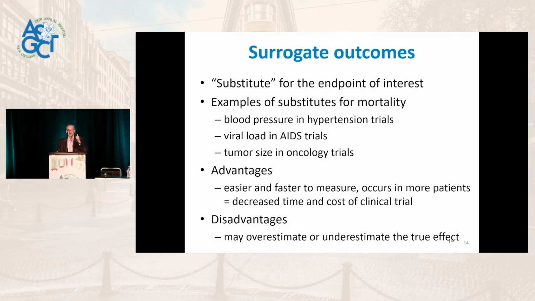What are the advantages of surrogate endpoints? We use surrogate endpoints because they are easier to measure, you can measure them earlier, and they're cheaper, and so clinical trials and drug development can be cheaper and faster, and we can get products on the market sooner. Disadvantages, sometimes they don't work. For example, we know that there are drugs that shrink the size of tumors in oncology and have no effect on survival. So the surrogate can overestimate or underestimate the true clinical effect.